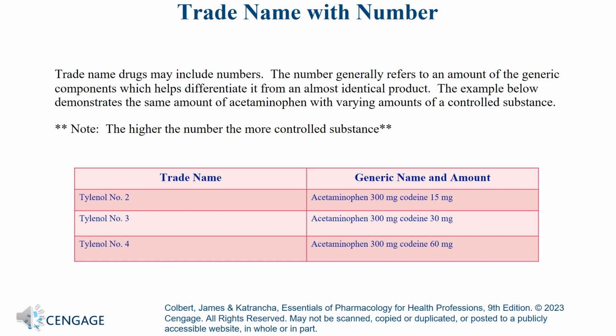Trade name drugs may include numbers. The number generally refers to an amount of the generic components, which helps differentiate it from an almost identical product. So the table that you're looking at demonstrates the amount of acetaminophen with varying amounts of controlled substances. So we should be somewhat familiar with Tylenol 2, 3, and 4. The only difference is the amount of codeine that is in each of them.